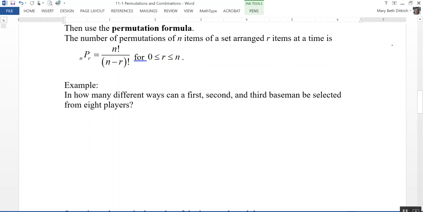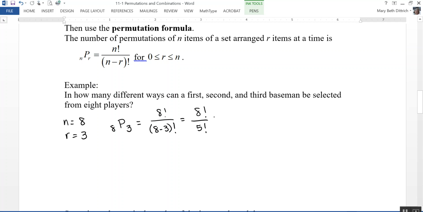In how many different ways can a first, second, and third baseman be selected from 8 players? So my total number of players that I have is going to be 8, so that's going to be my n. And I'm looking to choose 3 players since I need a first, second, and third baseman. So I would write that as 8P3. And that comes out to be, using the formula, 8 factorial divided by 8 minus 3 factorial, which is equal to 8 factorial over 5 factorial.